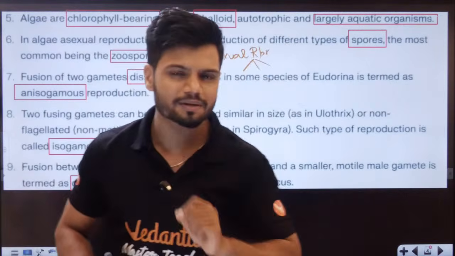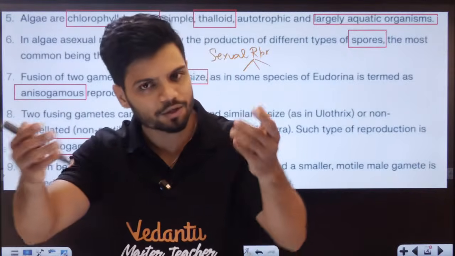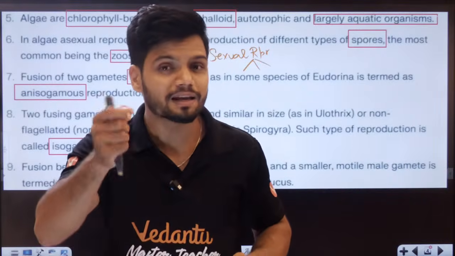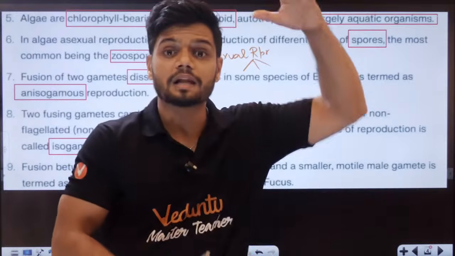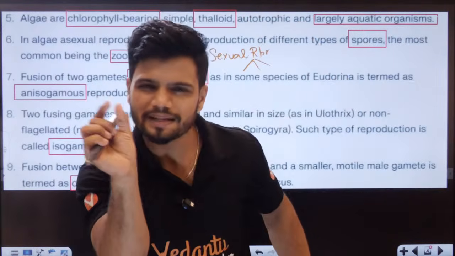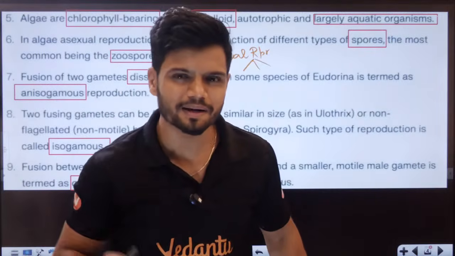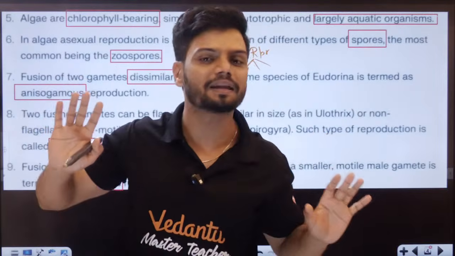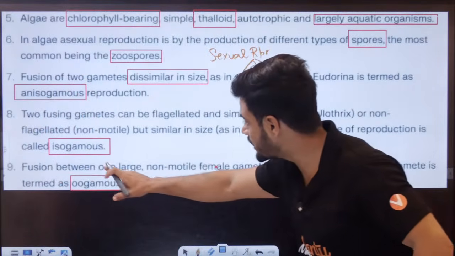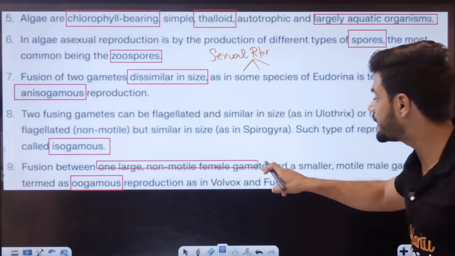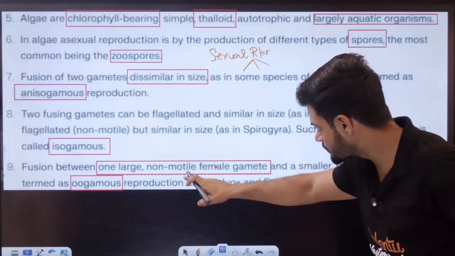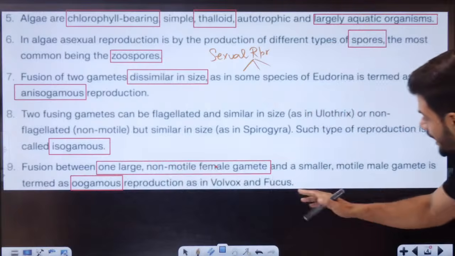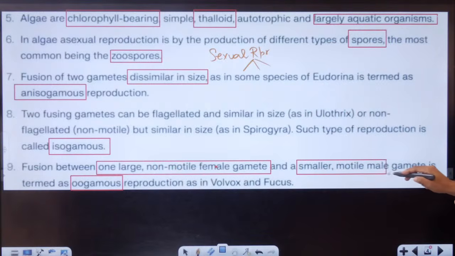In the case of oogamous type, the two gametes are not the same. The female gamete is very large, and the male gamete is very tiny. The small tiny male gamete is motile in nature, and the large female gamete is stationary. It stays in one place. The fusion is between one large non-motile female gamete and the very small male gamete.